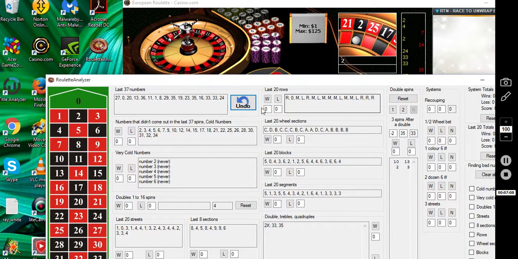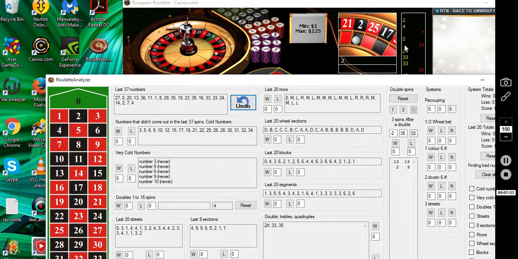33, 33, and 24. Now I'll put these numbers in. 14, 2, and 7. So 14, there it is. 2, there, and 7, there. We still have nothing down here because we haven't had a double yet. Now the next number out is a 4. We click on the 4.